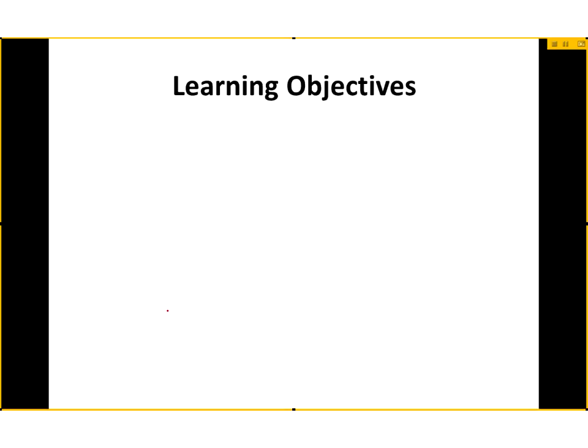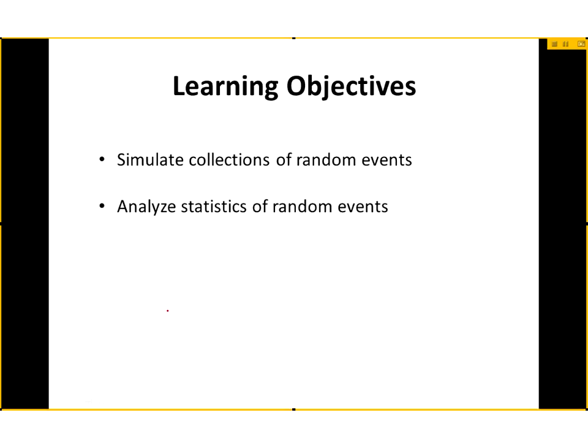Over the course of this particular lesson, our objective is first to just understand the basics of how to simulate an individual random event, and then scale that up to a collection of random events. And as we'll see, independent random events. And then we'll spend a little bit of time talking about how one might use that in order to analyze the statistics of the outcomes of those random events.